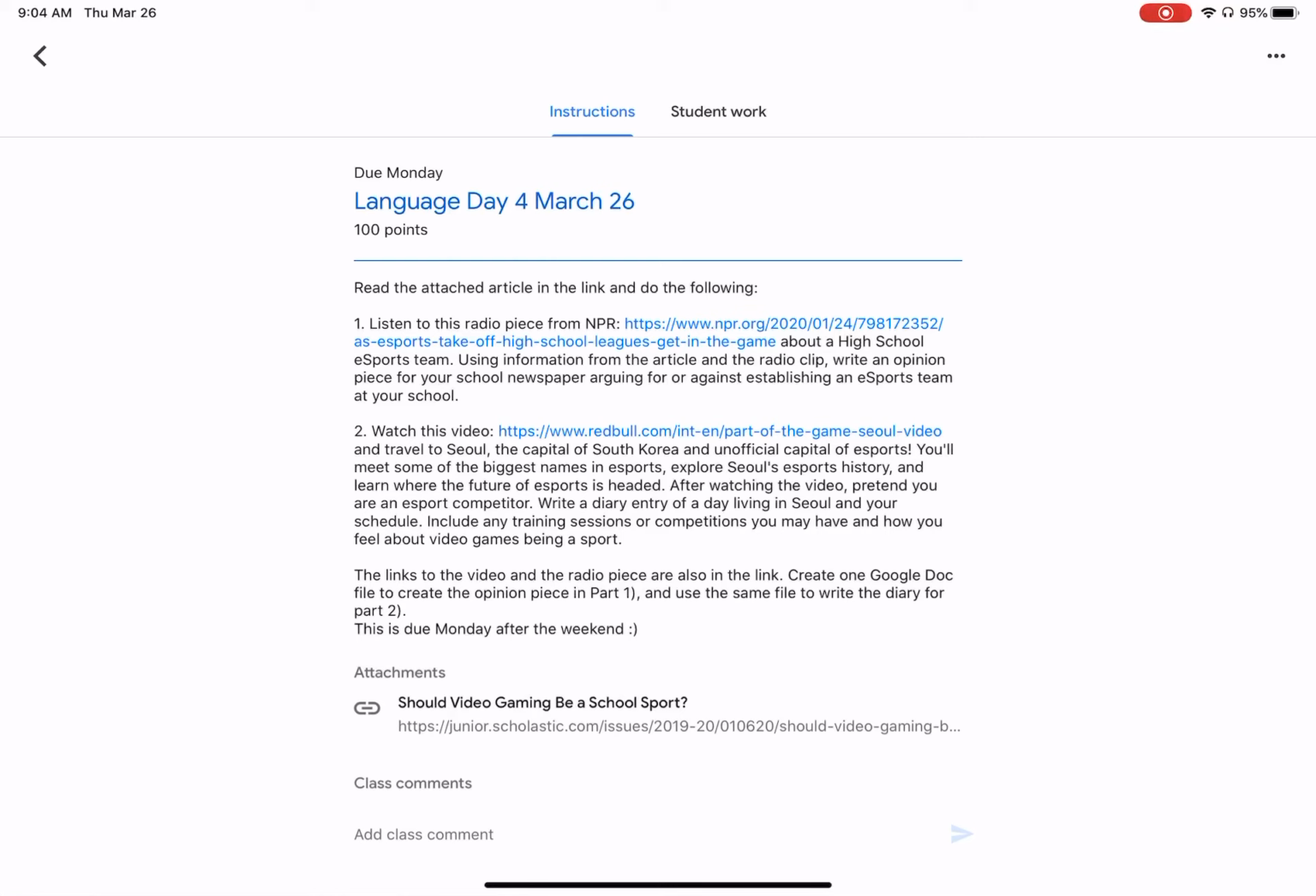Using information from the article and the radio clip, write an opinion piece for your school newspaper arguing for or against establishing an esports team at your school. So you're going to create a Google Doc. You're going to create that opinion. Usually you guys ask for a paragraph that's at least 7 to 8 sentences, no more than 10 sentences, please. Make sure your ideas are concise and you're not writing unnecessary words or unnecessary sentences.